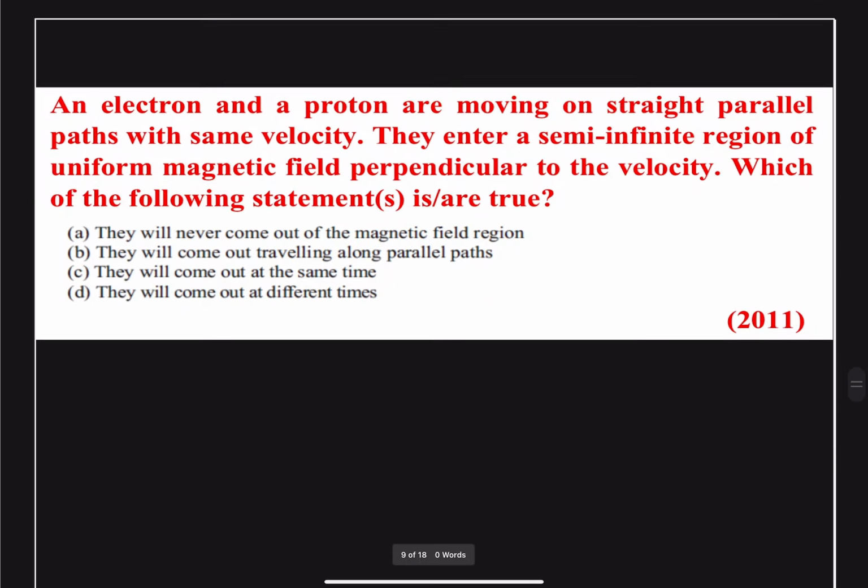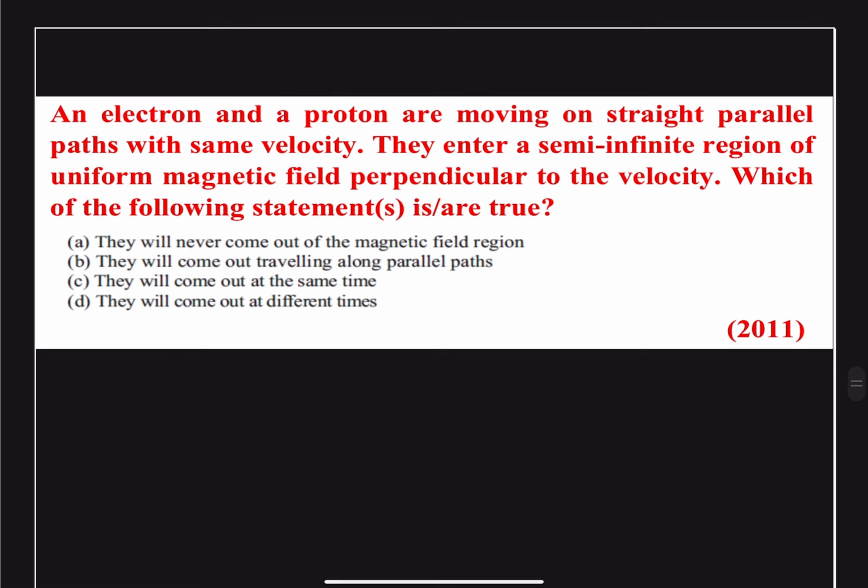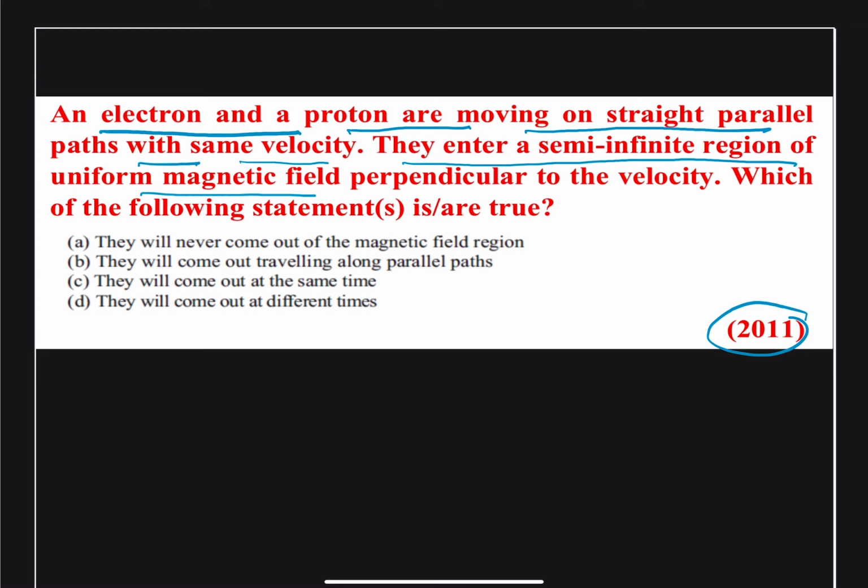Come to the next question. It was also asked in the year 2011, and it says that an electron and a proton are moving on a straight parallel path with velocity v. They enter a semi-infinite region of uniform magnetic field perpendicular to the velocity. Which of the following statements is or are true?